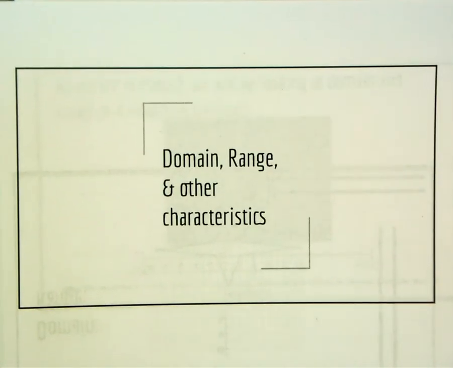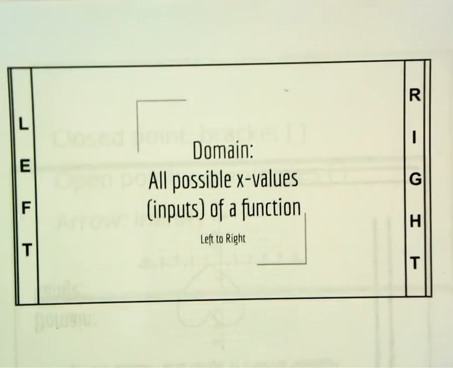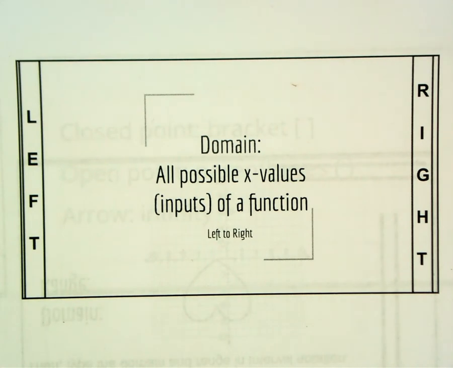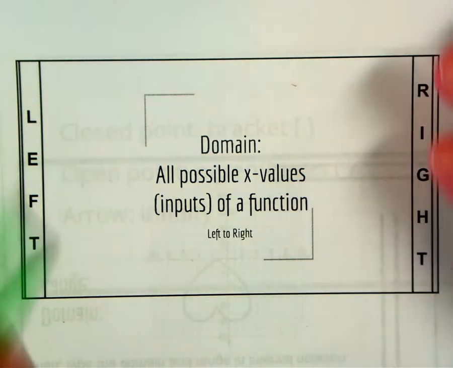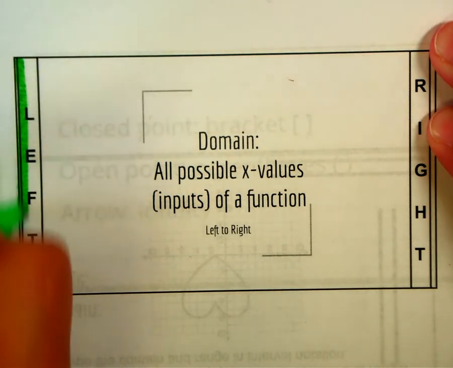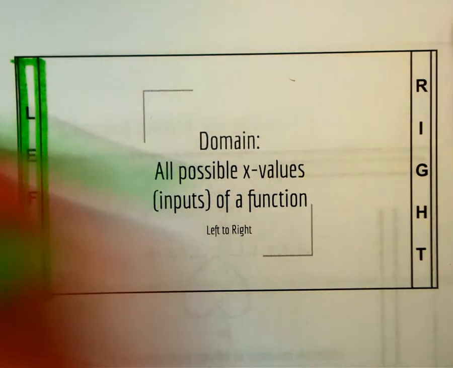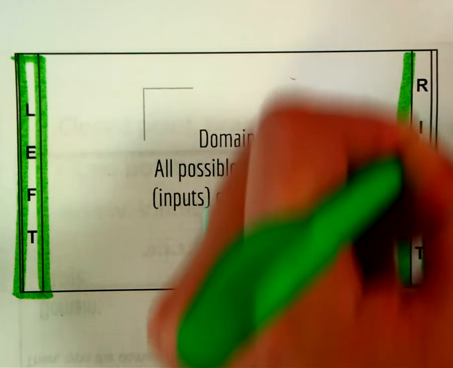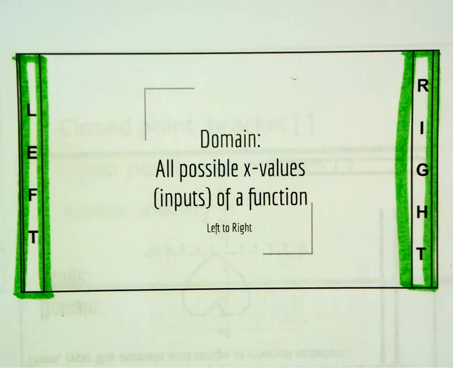Okay, so what we're going to look at today is domain and range and a couple of other characteristics. So the first thing we're going to talk about is domain. By definition, it's all possible x values or inputs of a function. When we look at it graphically, we are looking at the horizontal axis, and we are looking at our graph from the left side to the right side. We always start at the left because it's the smaller value, and we always end at the right because it is a bigger value.